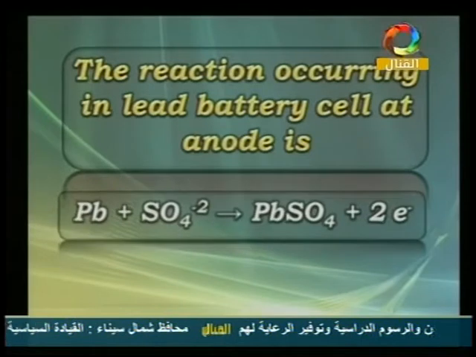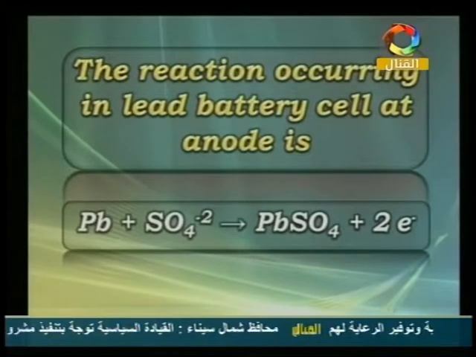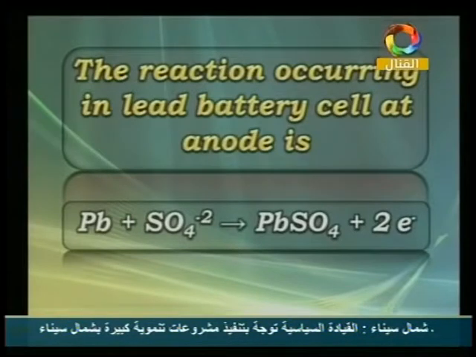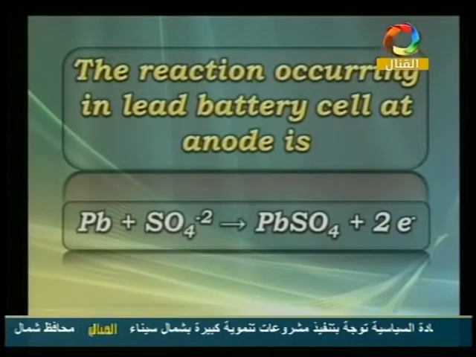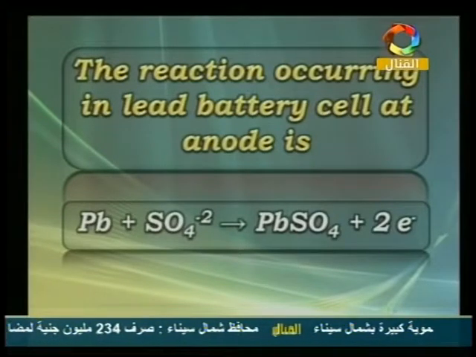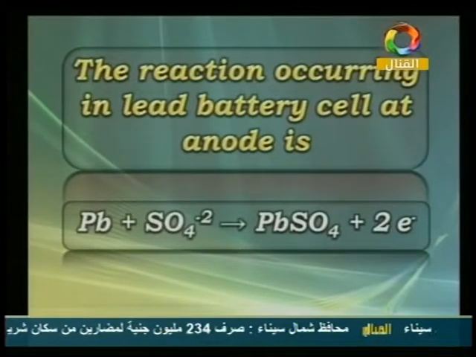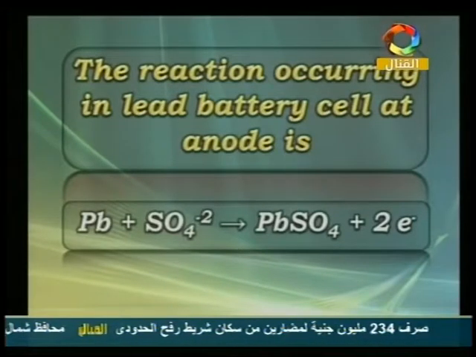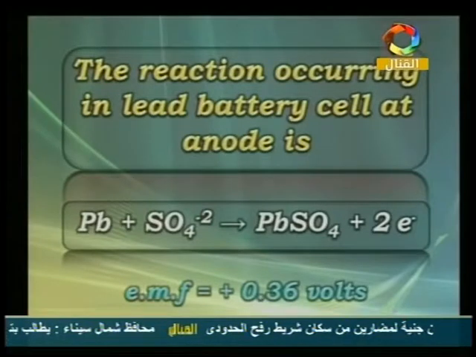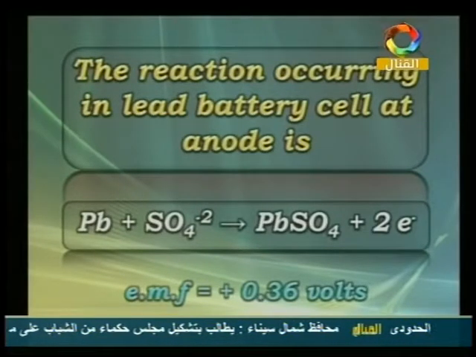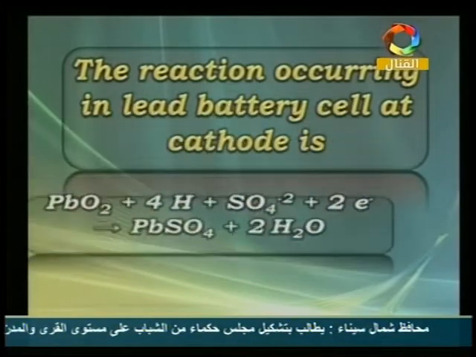After that, for the reaction occurring in the lead battery, we have Pb plus SO4 minus 2. It gives us lead sulfate and loses 2 electrons. These 2 electrons are the electric energy that passes from the car battery to what? To any part of the car to operate it. And after that, we have the EMF of this one. It's positive 0.36 volts.